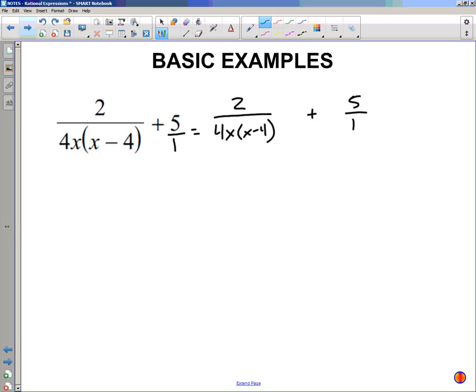Okay, so looking at the first denominator, it has a factor of 4x and x minus 4. The second one has a factor of just 1. Now, I could multiply in a 1 on the top and bottom, but it's not really necessary. That's not really going to change anything. So it has all the factors already that the second one has. The second one, however, is going to need to have some factors added in. It's going to need a 4 and an x and an x minus 4. And we need to multiply those into both the top and the bottom.